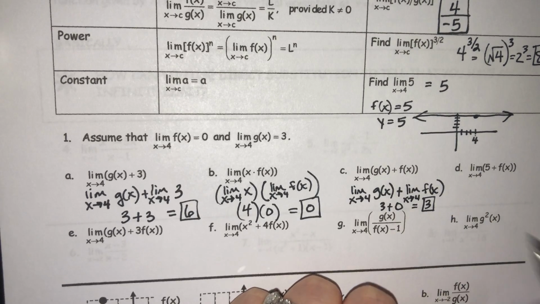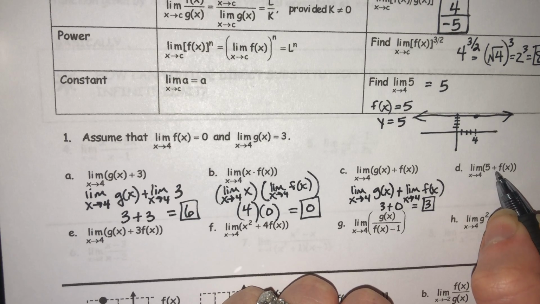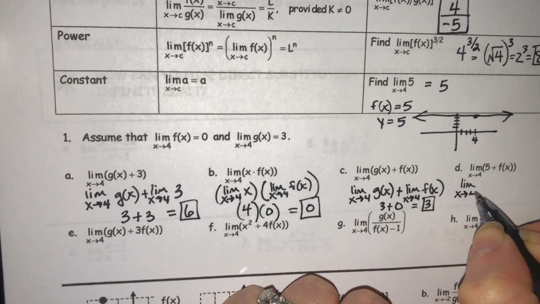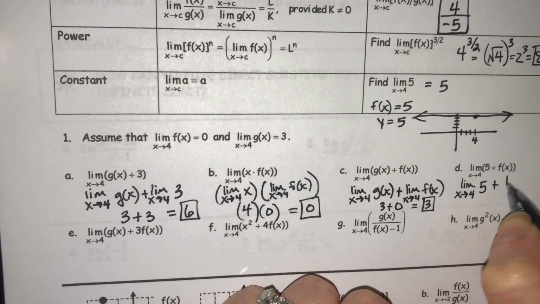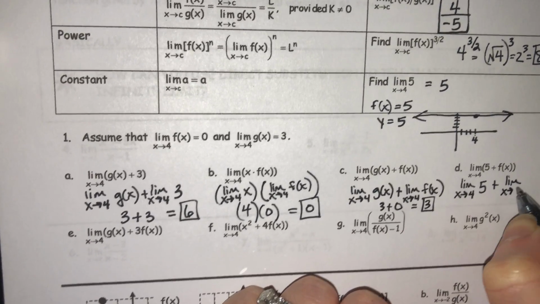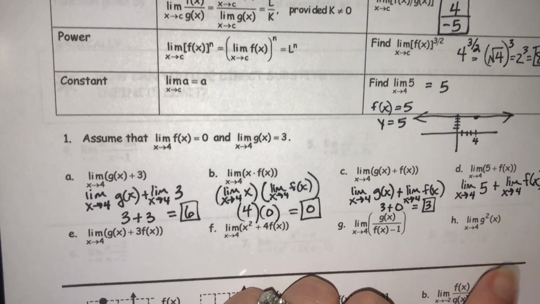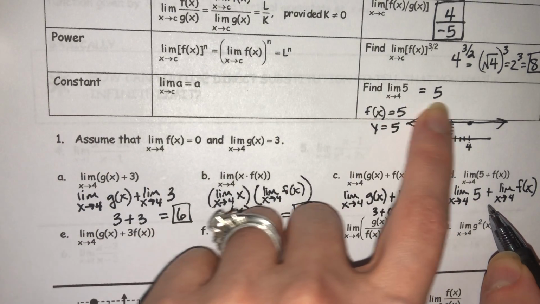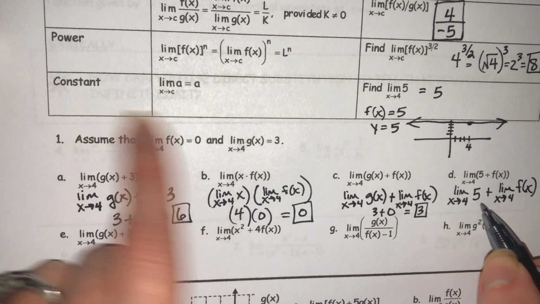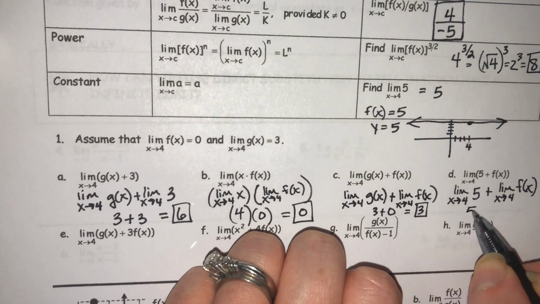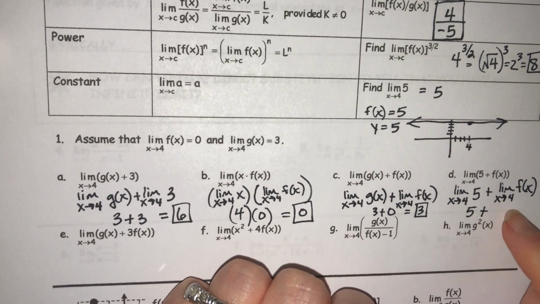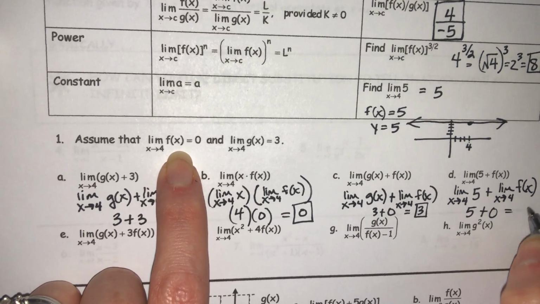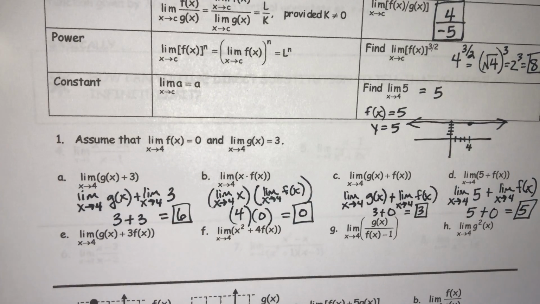All right, D. Here's a sum. So we're going to split it into 2 and add them. The limit as x approaches 4 of 5 plus the limit as x approaches 4 of f of x. Well, this is the bottom rule, the constant. The limit as x approaches 4, oh, it's the exact same one, wow, 5, plus the limit as x approaches 4 of f of x is given as 0. 5 plus 0 is 5. Okay.